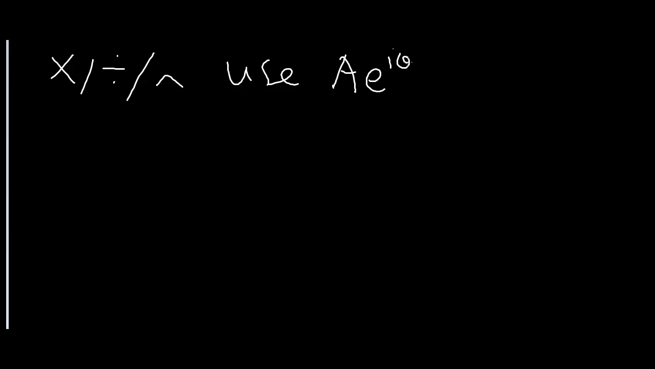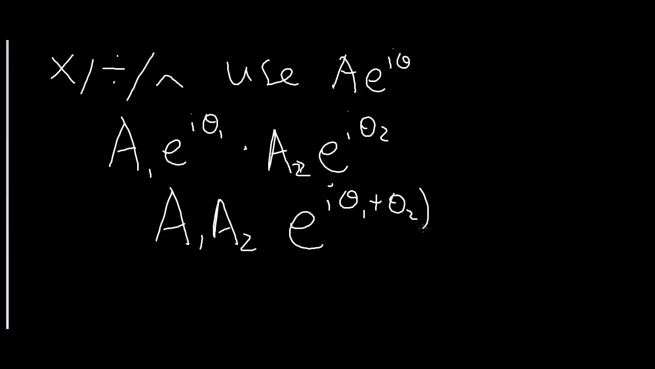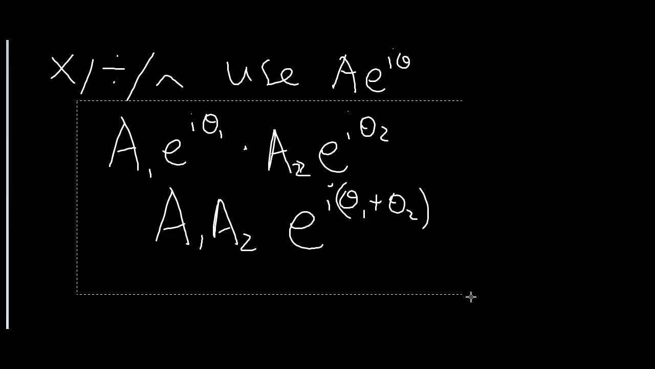the a e to the I theta form, because it's very simple. If you have a1 e to the I theta 1 times another number a2 e to the I theta 2, you just multiply their magnitudes together and then you add up the angles, because that's what you do when you have two things at the same base. Dividing is pretty much the same thing.